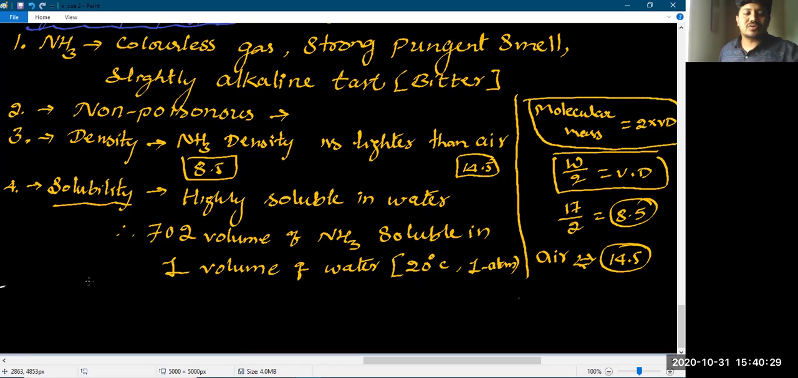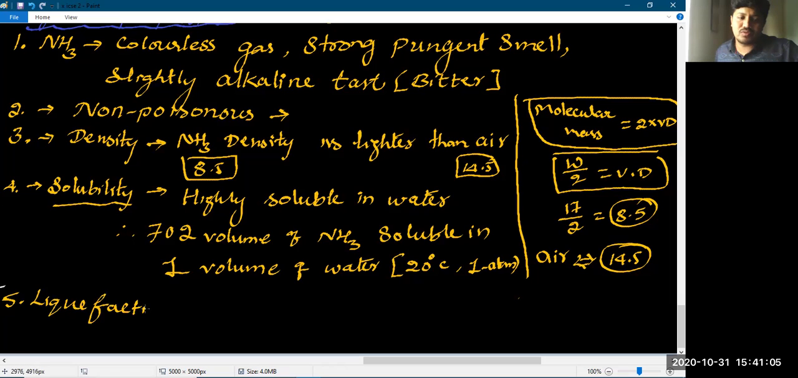Next, how do we check the solubility? To check the solubility of ammonia, we will use the fountain experiment. You should remember the fountain experiment. And what about the next property of ammonia? Sir, can we liquefy it? What is the meaning of liquefaction? Liquefaction is the conversion of the gaseous state into a liquid state by bringing the temperature down. By freezing the gases, we can convert them into a liquid. That is what we call liquefaction.